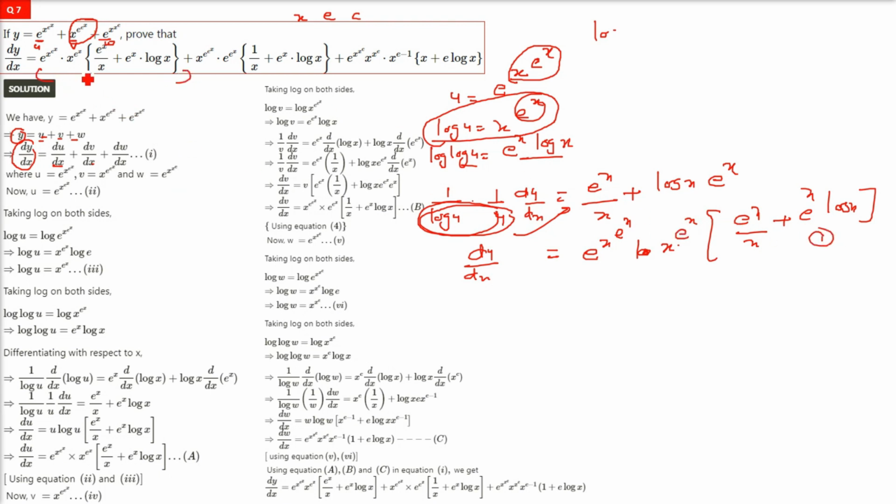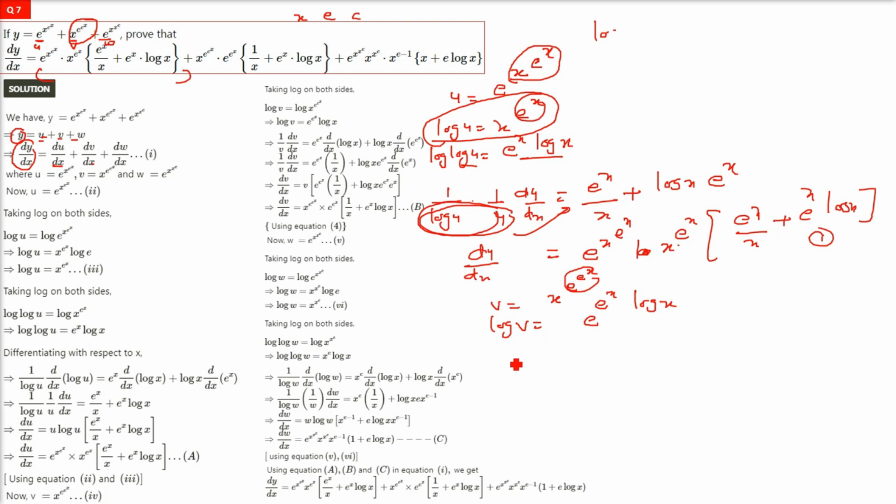First term is already there. If you just check, this first term we have already found out. Second term now. And v is equal to x to the power e to the power e to the power x. So log v will be equal to, this comes in front, so e to the power x, and we have log x.